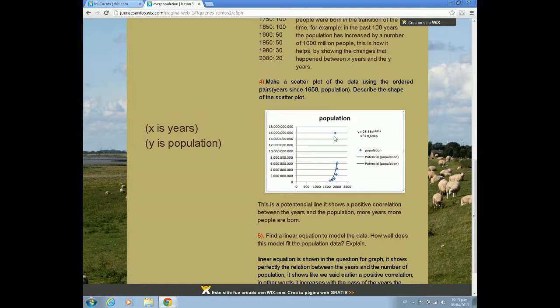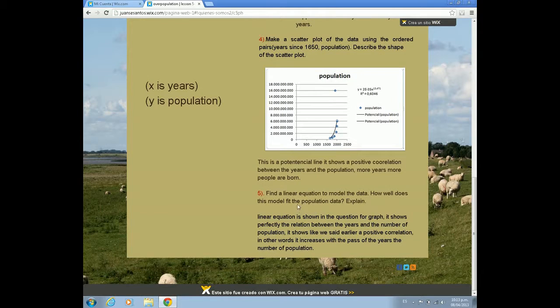Here we use the linear equation model to make a formula to express the rising of the population around the world. So with this formula we determine how much the population grows in the world.